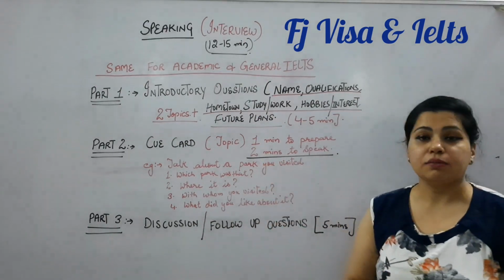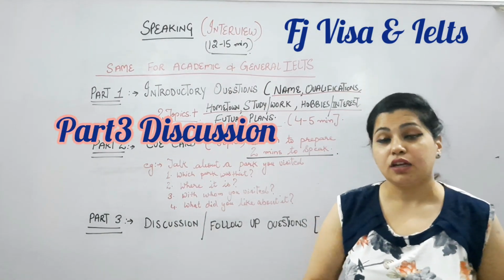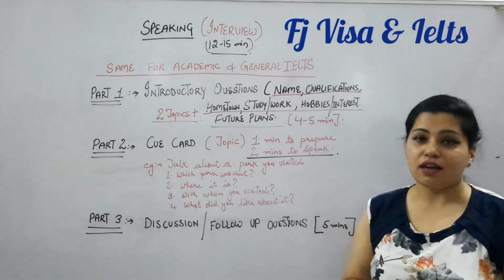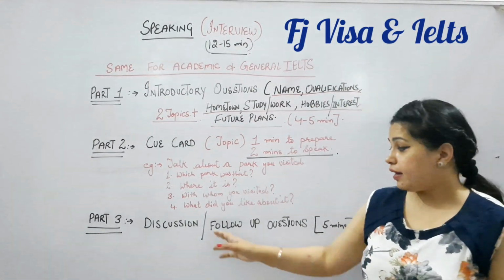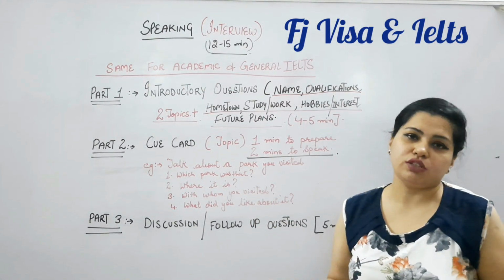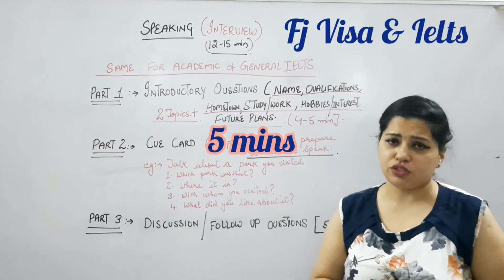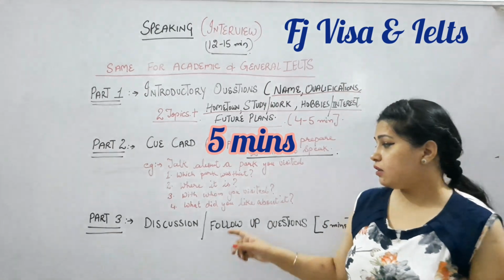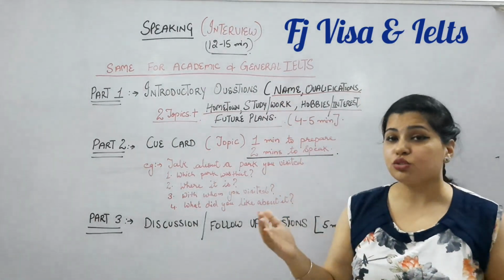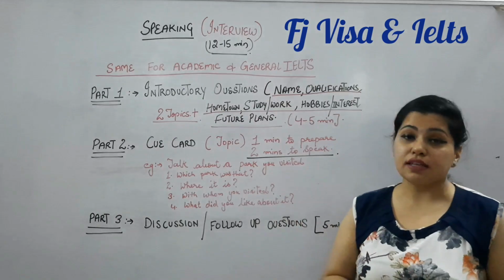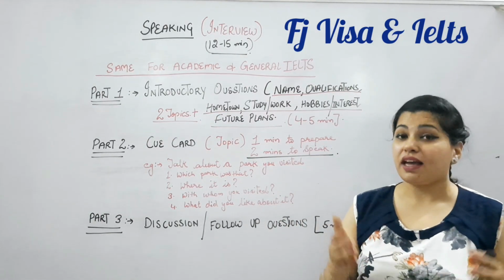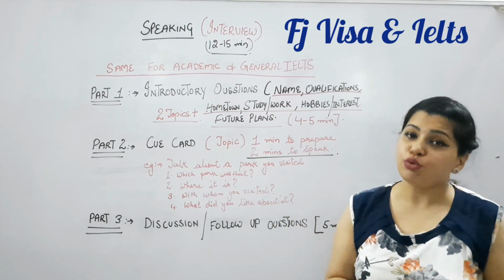So the next comes part 3, that is discussion. So what is discussion? Often these discussion or follow-up questions last for about 5 minutes, and it's the examiner's wish whether he asks you about 5 questions or 15 questions. So generally 5 to 7 questions are asked. But the difference between part 3 and part 1 is that here the answers are not so lengthy, but this is a thorough discussion with the examiner. So speak as much as you can, as much as you know.